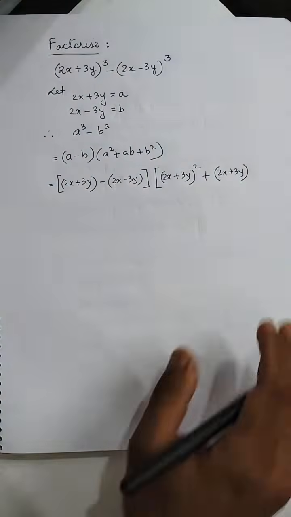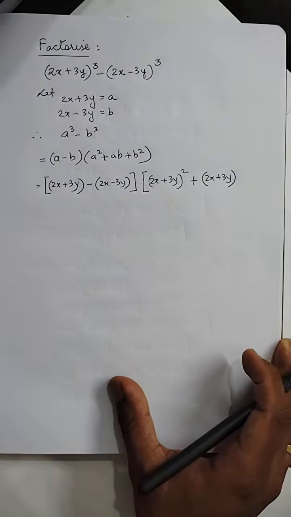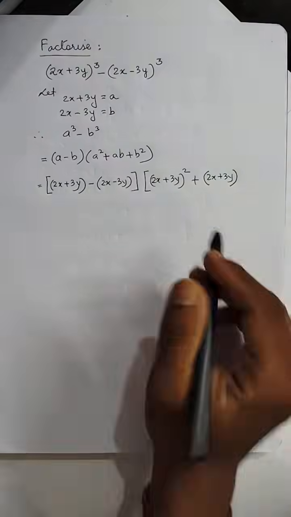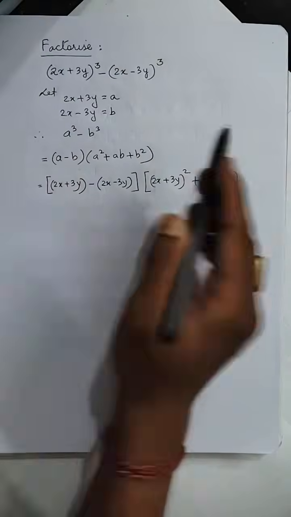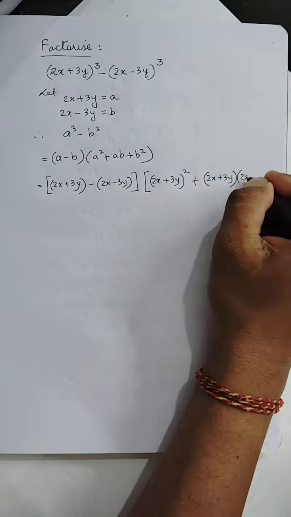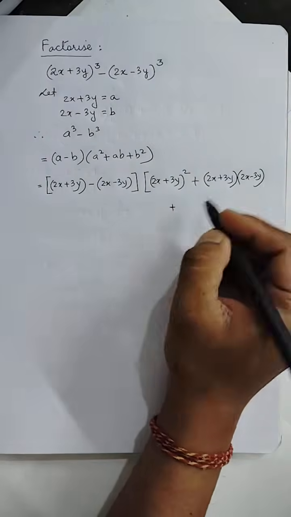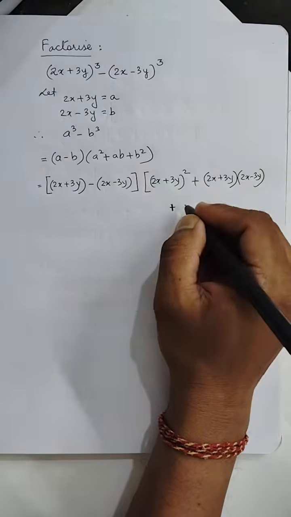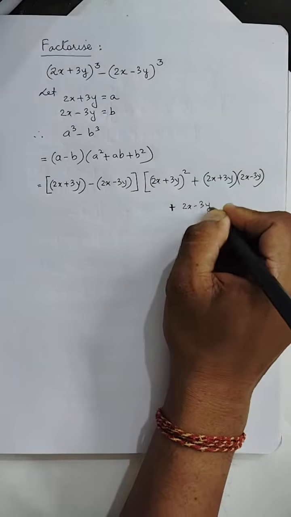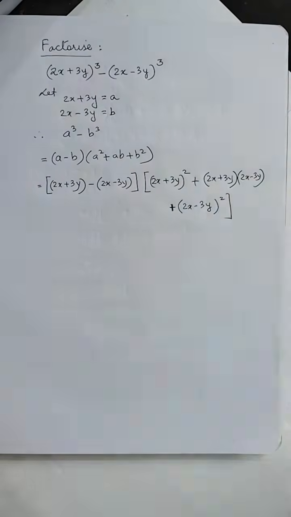Is it visible? Let me just adjust the page. Okay, now this should be visible. So ab, in place of a we will write 2x plus 3y, and in place of b we will write 2x minus 3y. Okay, and then b square. There is no space here, so I am writing on a new line. Usually it should be written in a single straight line. So 2x minus 3y whole square.